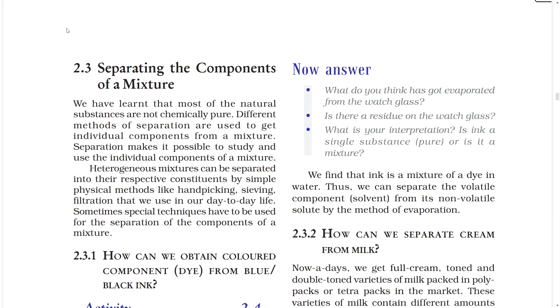Heterogeneous mixtures can be separated into their respective constituents by simple physical methods like handpicking, sieving, filtration that we use in our day-to-day life. Sometimes special techniques have to be used for the separation of the components of a mixture.